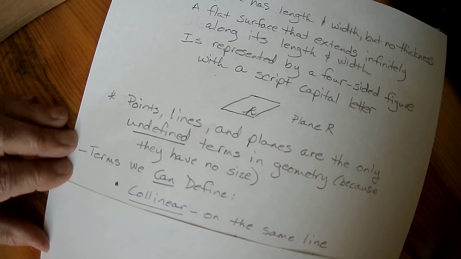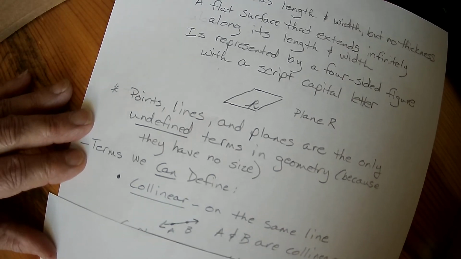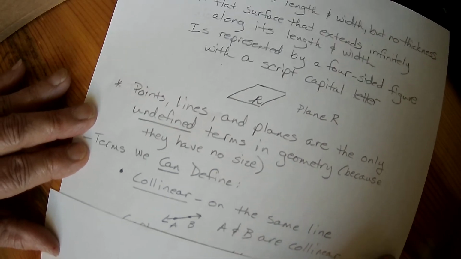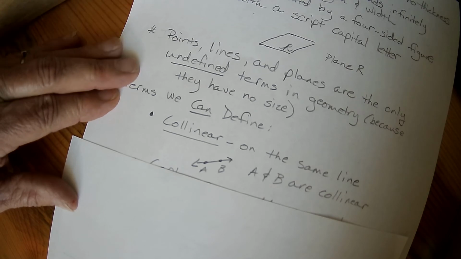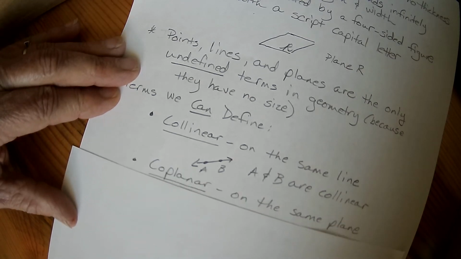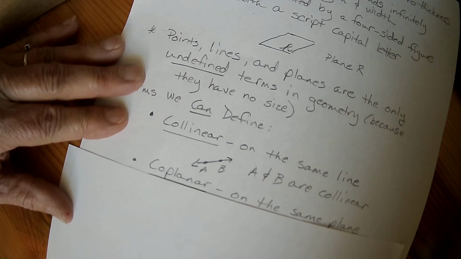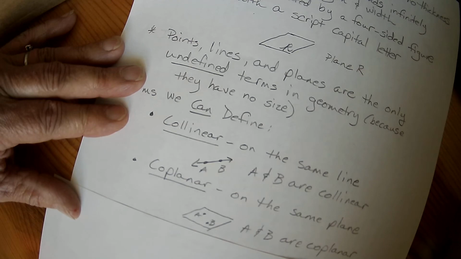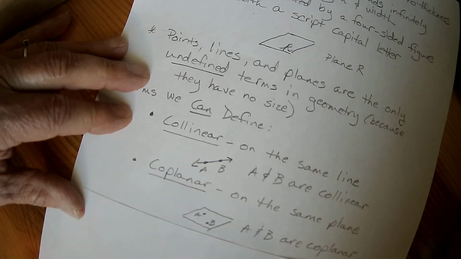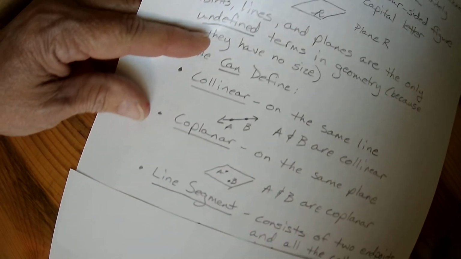Collinear means that they are on the same line. So in this example, you can see that A and B are on the same line, so we can say that A and B are collinear. Coplanar means that they are on the same plane. So in this case, A and B are both on the same plane, so A and B are coplanar.